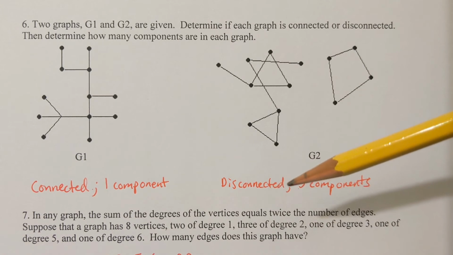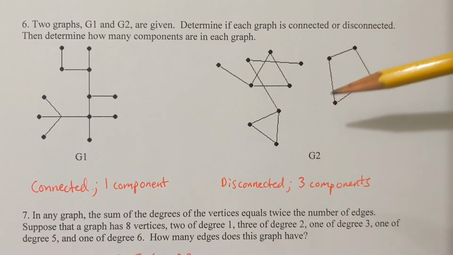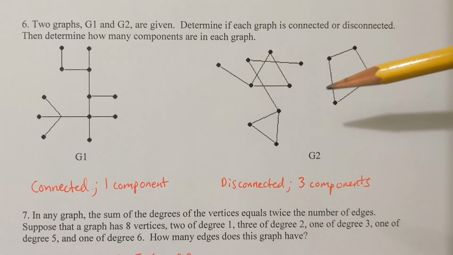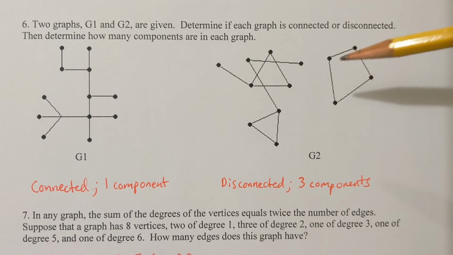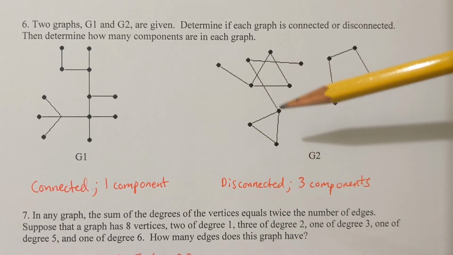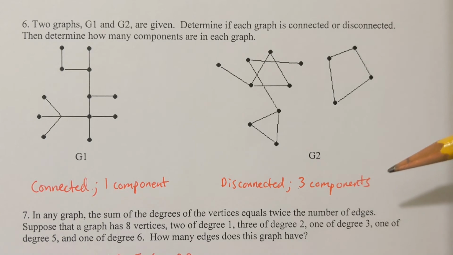G2 is disconnected, since there's no way to go from here over here unless you don't follow an edge. There would be, let's see, 1, 2, and 3 components.